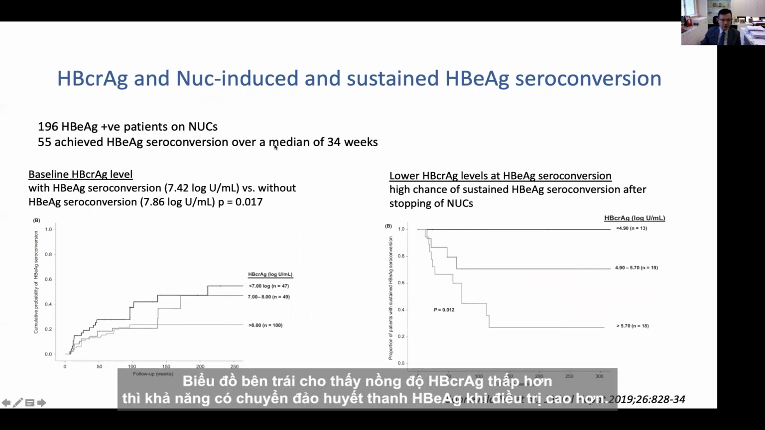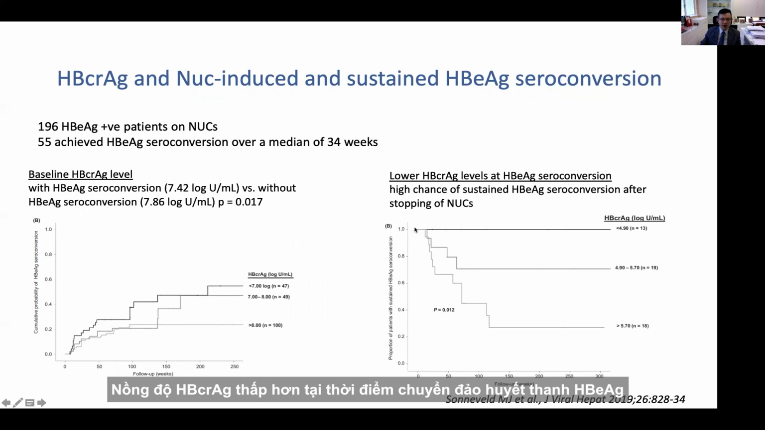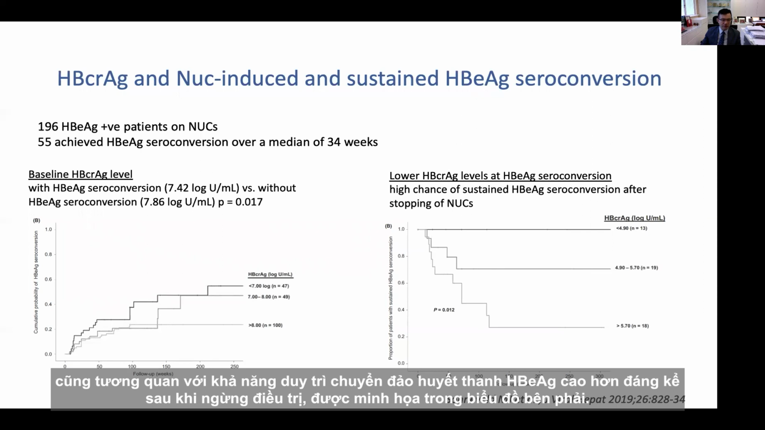In this study, not only did they find that lower baseline surface antigen was associated with a higher chance of treatment-induced E seroconversion, illustrated in this left diagram, lower core-related antigen at the time of E seroconversion was also associated with a significantly higher chance of sustained E seroconversion if the treatment was stopped, as illustrated in this particular diagram.